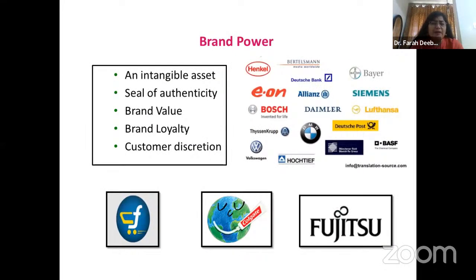And the moment you see your brand, your toothpaste is Colgate, or you go to buy a Siemens machine, or Bosch, or Volkswagen, you have a brand value and loyalty. And customer discretion is very, very important. You have your choice. We all talk about freedoms and choices. So you have the choice to choose. There are hundreds of advertisements, but we choose the one which we had a good experience with. So that's called customer discretion and freedom of choice.